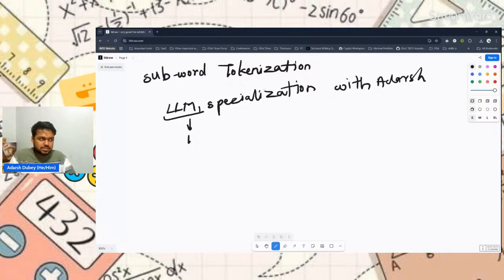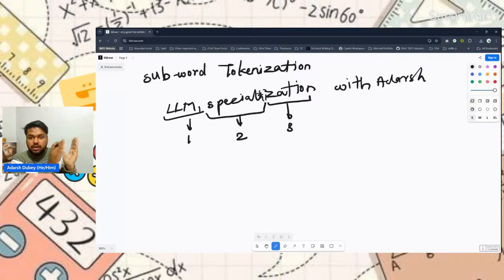But in sub-word tokenization, what we do is we simply tokenize this as two tokens, and this has 3. Simple. So I have a token for special and I have a token for isation. Because isation is used in a lot of words, it will be very useful. So this is how tokenization is done today.